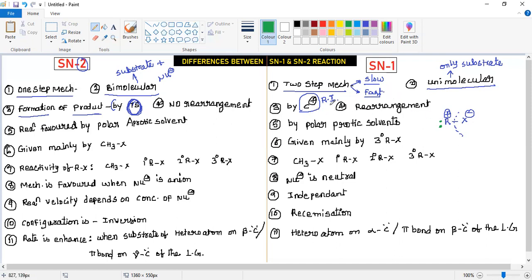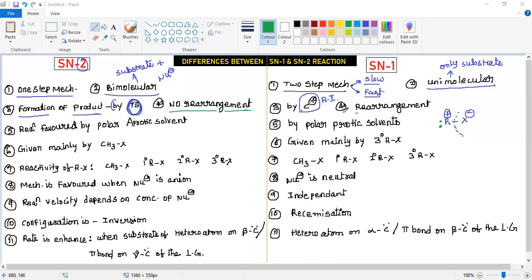Due to the formation of this carbocation, what happens, beta? The product is obtained by rearrangement. But what about here? Directly from the transition state the product is obtained, so that's why there is no possibility for rearrangement in SN2. Clear?